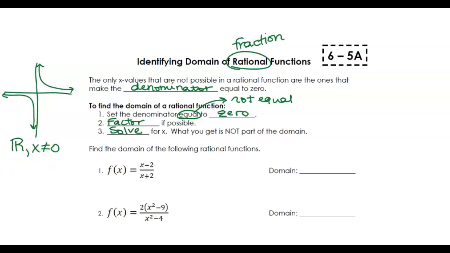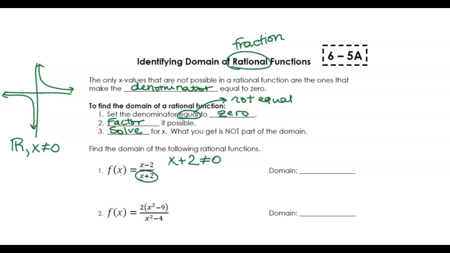Okay, so let's practice finding the domain of the following rational function. On number 1, do I care about the numerator? No, I don't care about the numerator. All I care about is the denominator. So my denominator is x plus 2. I need to set the denominator what? Not equal to 0. So x plus 2, I do not want it to be 0, because if it's 0, then the denominator is 0, and that's a problem.